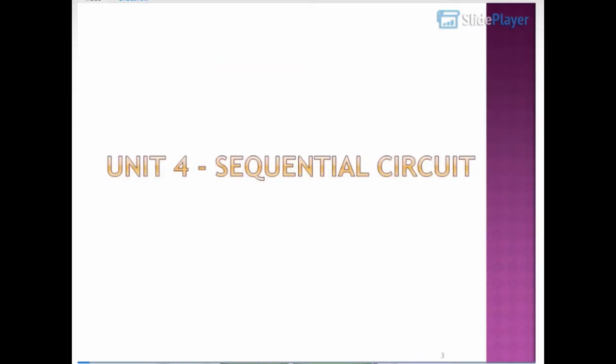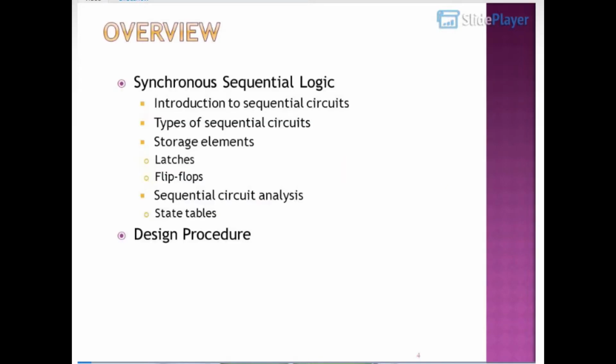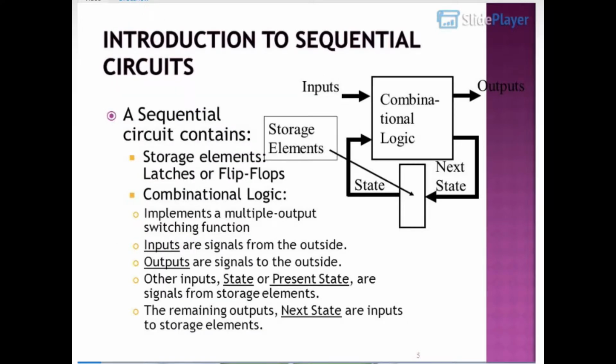Unit 4, Sequential Circuit. Overview: Synchronous Sequential Logic Design Procedure. Introduction to Sequential Circuits. Types of Sequential Circuits. Storage Elements. Latches. Flip-flops. Sequential Circuit Analysis. State Tables. Design Procedure.